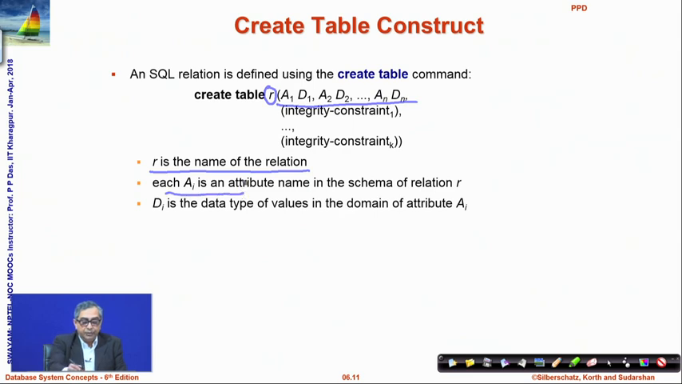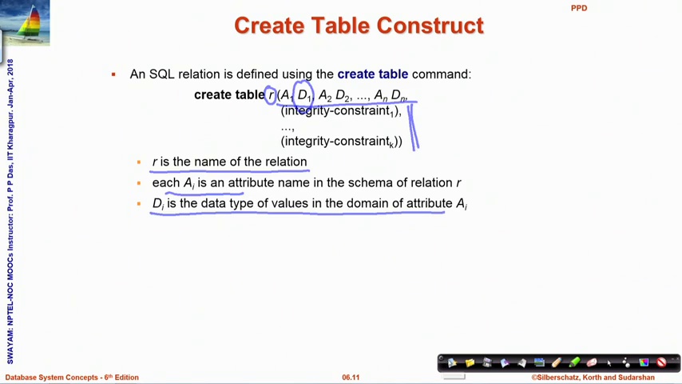Ai are different attributes, and for every attribute there is a corresponding domain type specified. So, it says that A1 is of domain type D1, A2 is of domain type D2 and so on. And all of these attribute descriptions are then followed by a series of integrity constraints. It is possible that a create table may not provide any constraint, but often you will have a number of constraints to work with.